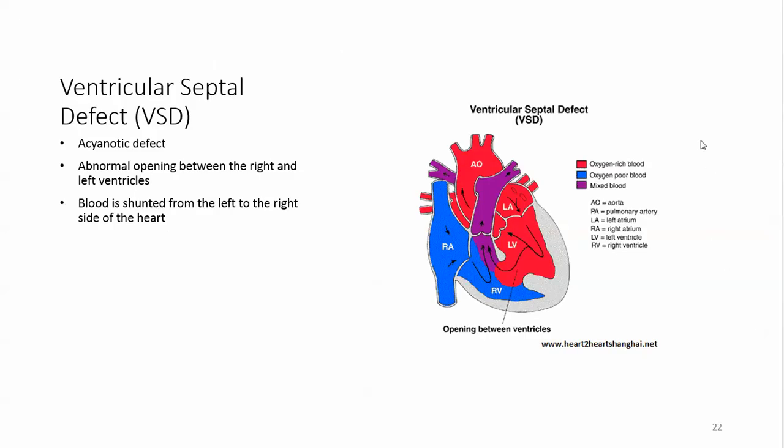Okay, the ventricular septal defect, or the VSD. This is an acyanotic defect. It's an abnormal opening between the right and left ventricles. Okay, you see how this blood is mixing? See, this should not be here. This should be closed. There should be a septum right here. Blood is shunted from the left to the right side of the heart. So it goes from the left and it mixes with the right.